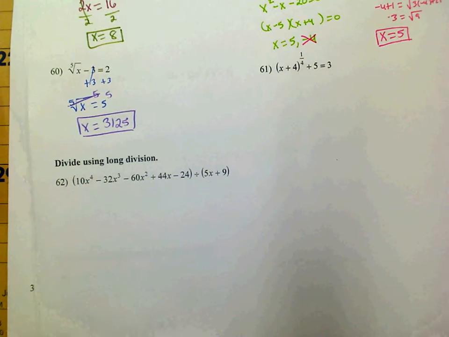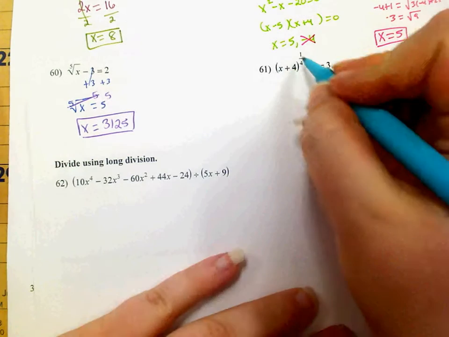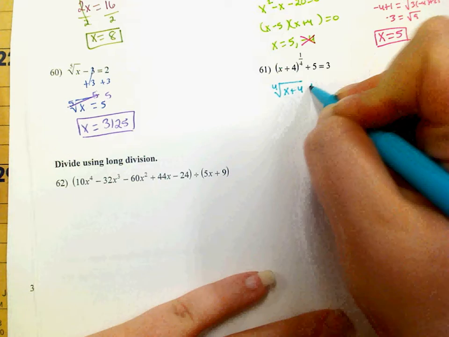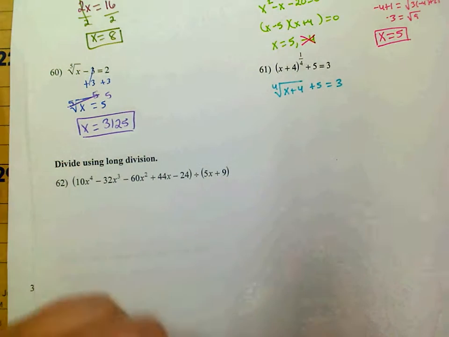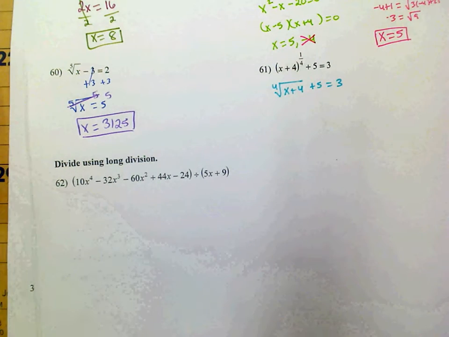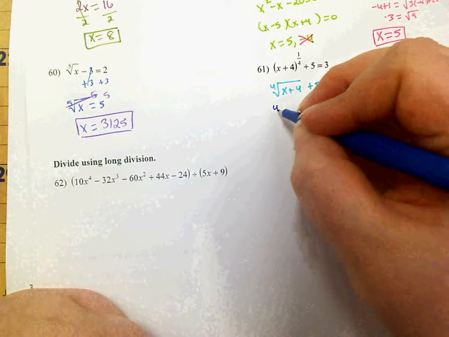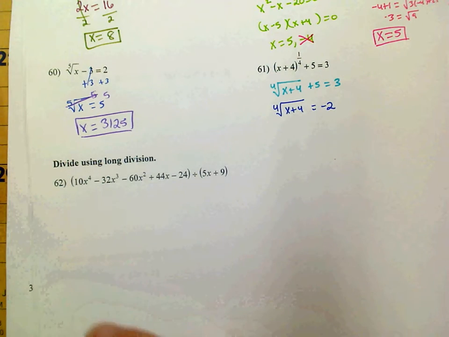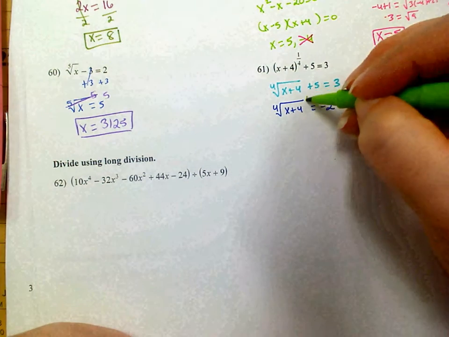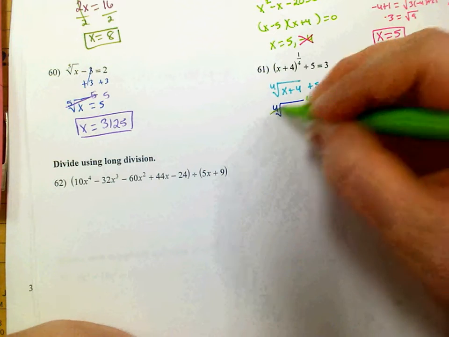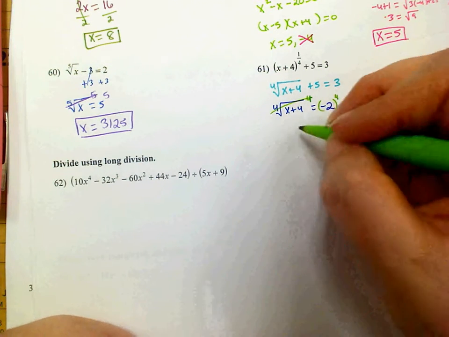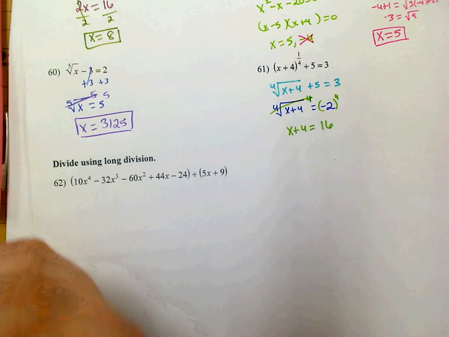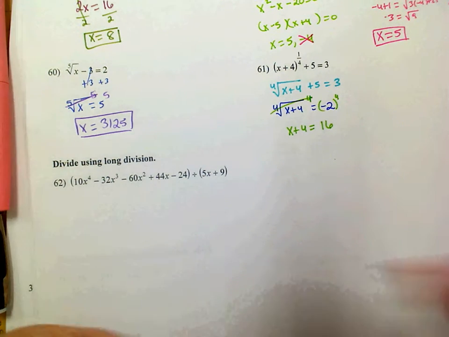And then number 61, that is actually the same thing as the 4th root of x plus 4, so I'm going to write it like that, so it's easier for me to see what I'm dealing with. The first thing I'm going to do is subtract the 5 over, and I'm left with a negative 2. To get rid of a 4th root, I raise everything to the 4th power. Remember, when you raise a negative to an even power, it becomes positive. So this is x plus 4, and 2 to the 4th is 16. And then I subtract 4, and I'm left with x equals 12.